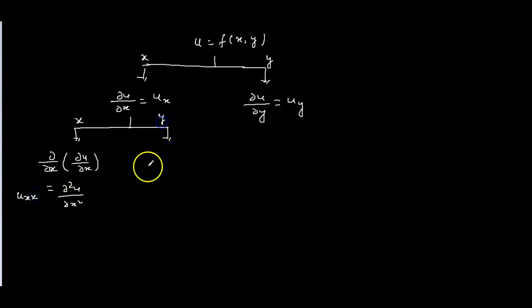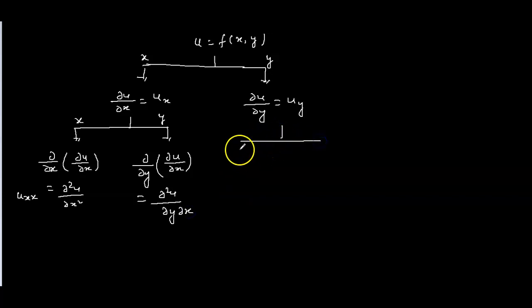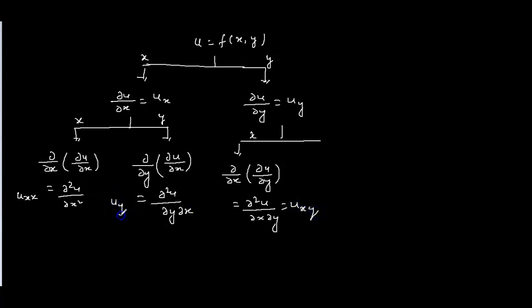Similarly, if we differentiate with respect to y, with the input del u by del x, it becomes del square u by del y del x. Similarly, for u of y, if we differentiate with respect to x, with the input del u by del y, this is del square u by del x del y. That is u of x y, and this is u of y x. And again, if you differentiate with respect to y, the input is del u by del y, which becomes del square u by del y square, and this is u of y y.